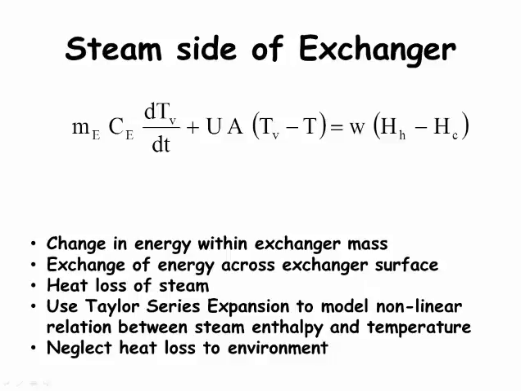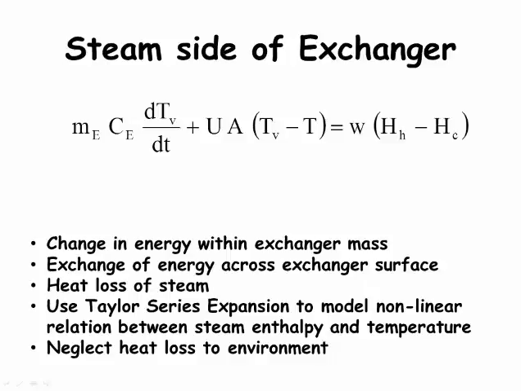The derivative term describes the change in temperature of the heat exchanger mass. The second term is the heat exchange across the exchanger surface. This matches the term on the water side, but is now on the left side of the equal sign. The third term is the heat loss of the steam. This must match the heat gained by the water.